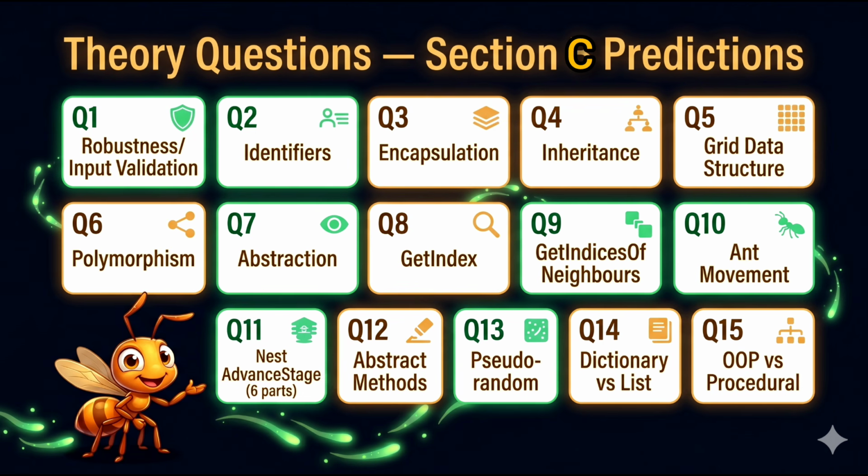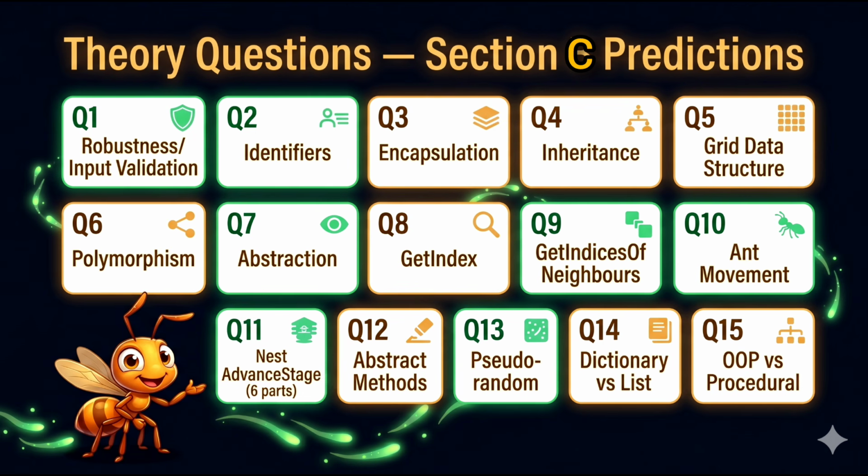Question 1 would be about robustness and input validation. Question 2 would be about identifiers. Question 3 about encapsulation. Question 4 about inheritance. Question 5 about the grid data structures. Question 6 about polymorphism. Question 7 about abstraction. Question 8 is the grid index and the 1D grid. Question 9 about get indices of neighbors. Question 10 about the ant movement and the 3 scenarios.